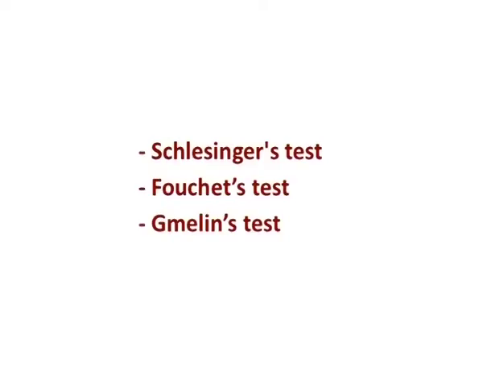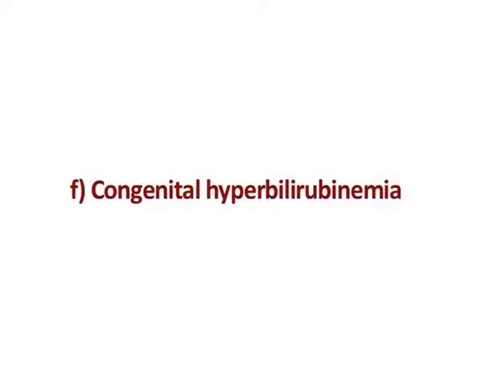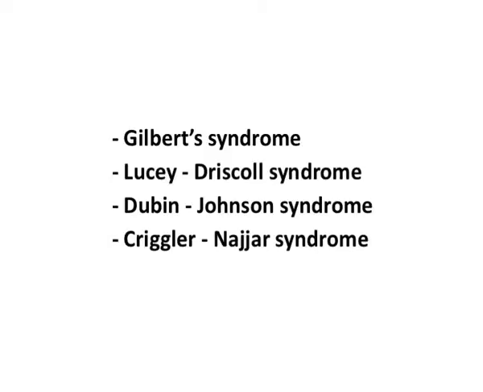Urine bilirubin. The presence of bilirubin is tested by Schlesinger's test, Fauchet's test, and Gmelin's test. Now coming to fecal stercobilinogen. Stercobilinogen values of 10 to 150 mg per day is seen in stone obstruction, while values may be low in malignancy, which is around 0 to 5 mg per day. Congenital hyperbilirubinemia. Congenital hyperbilirubinemia is seen in Gilbert syndrome, Lucey-Driscoll syndrome, Dubin-Johnson syndrome, and Crigler-Najjar syndrome.